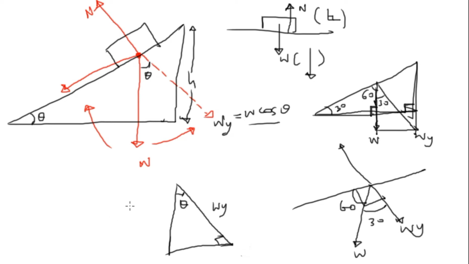And then this will be WX, the horizontal component of the weight, and then this will be the weight. Notice that this is the 90 degrees angle, so this will be the hypotenuse, the longest side, and then this is the opposite, which is this, and then this is the adjacent. Now we can get that using SOHCAHTOA.